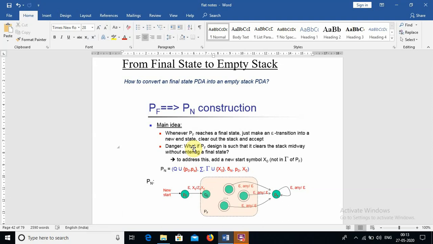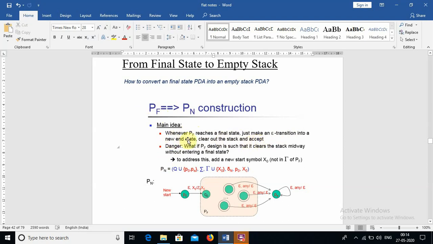So the idea behind it: what is a PF actually? We can consume the entire string and reach the final state. But here there may be an empty stack or not. So when we reach the final state, we can check whether the stack is empty or not. We can empty the stack also, then the final state PDA becomes the empty stack PDA. Whenever a final state PDA reaches the final state, just make an epsilon transition into a new end state, clear out the stack and accept the language.